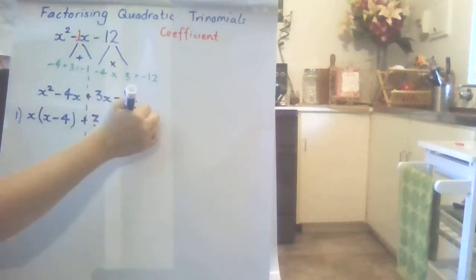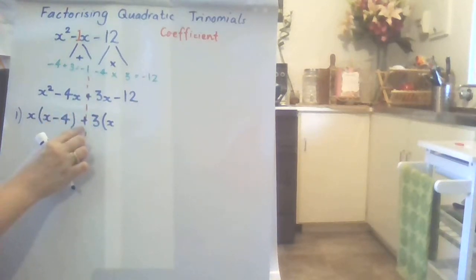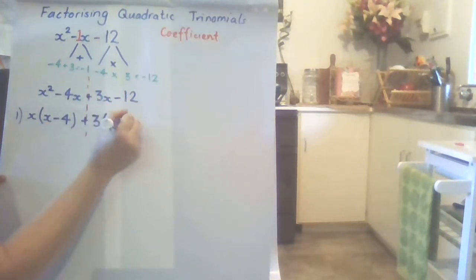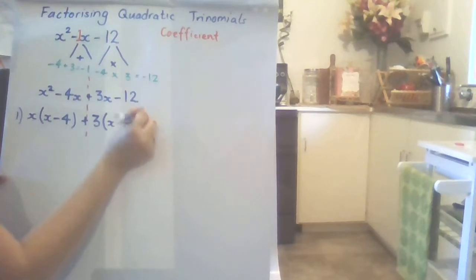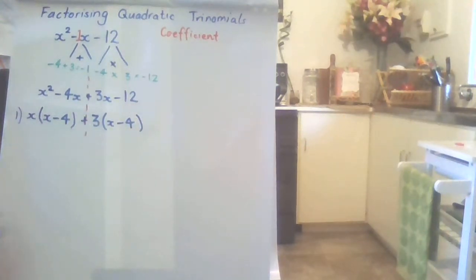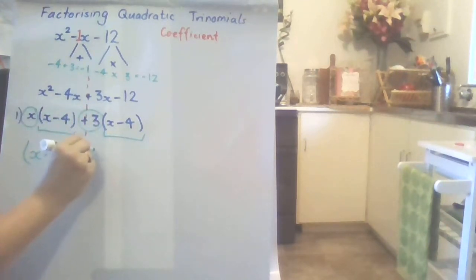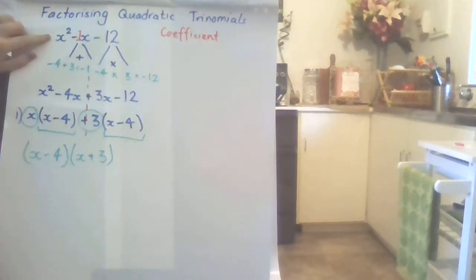Now I need a -12, so I need to multiply the +3 by a negative. So I multiply that by -4. And then I end up with a common factor here. Here's my common factor. So I end up with x take 4 multiplied by x plus 3. Alright, so I factorised that expression into a simpler form.